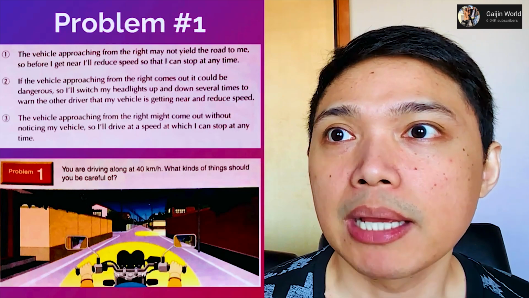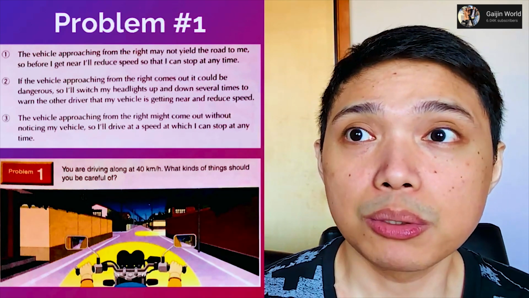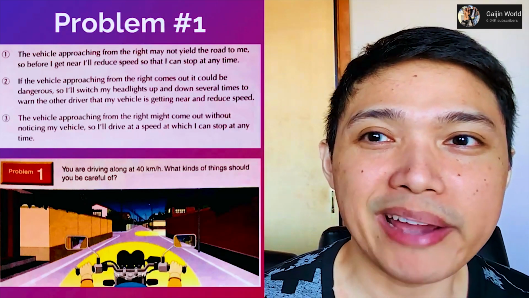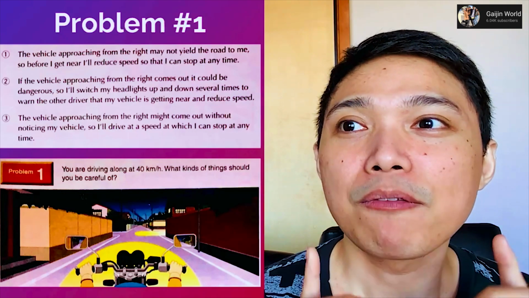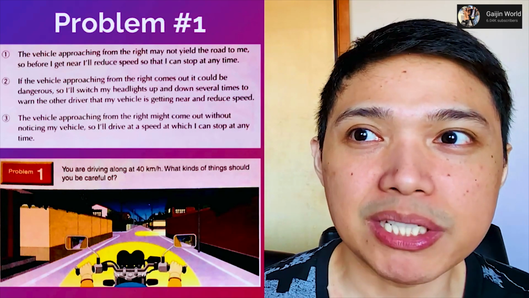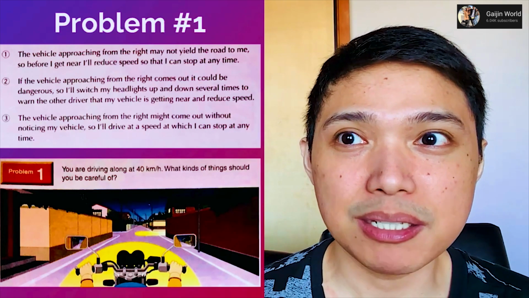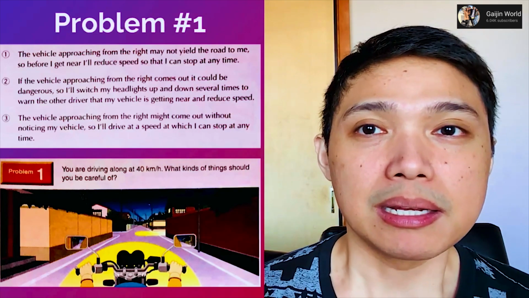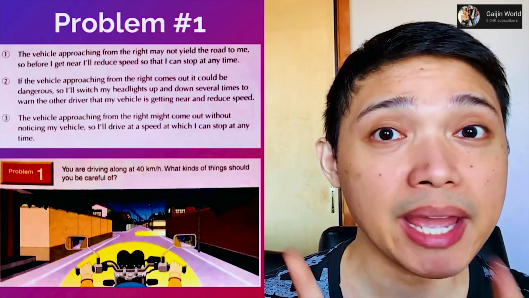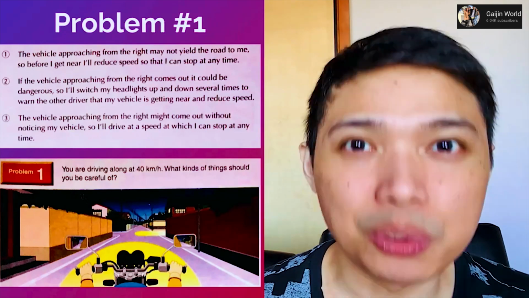Question number 2 naman ay may nakalagay na it could be dangerous. So magre-reduce speed din siya. So I think the answer for number 2 is true also. Then for number 3, the vehicle approaching from the right might come out without noticing my vehicle. So ibig sabihin, mag-stop daw siya at any time. Bababaan niya yung speed niya na pwede siyang huminto anytime. Kaya sa tingin ko ang answer din sa number 3 ay true. So 1, 2, 3 ay ayan.